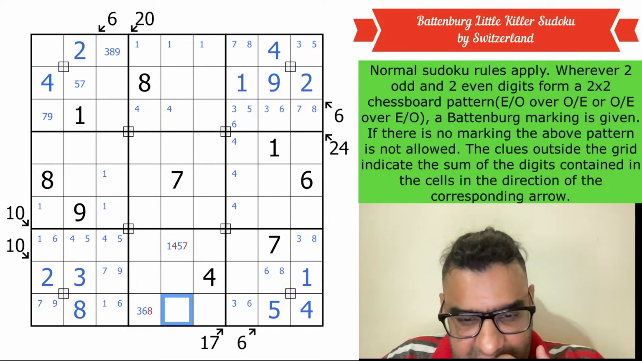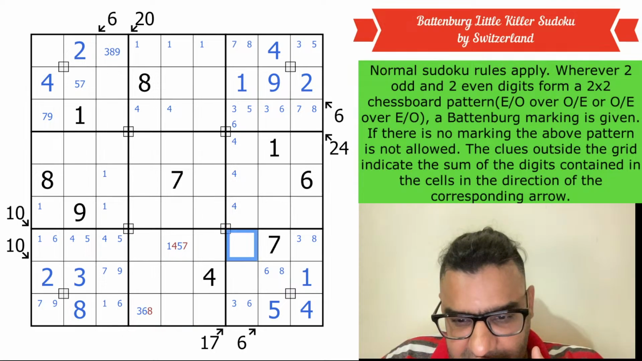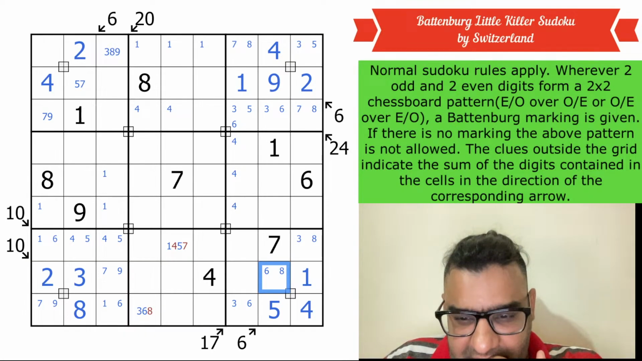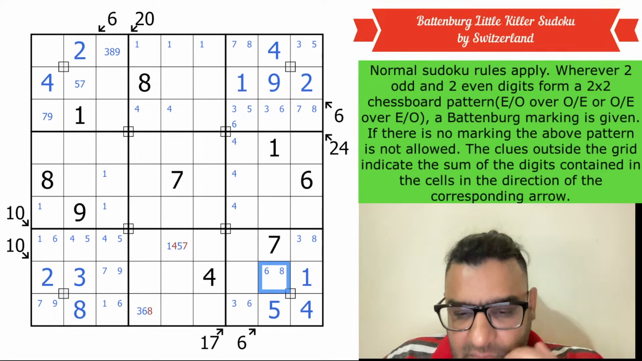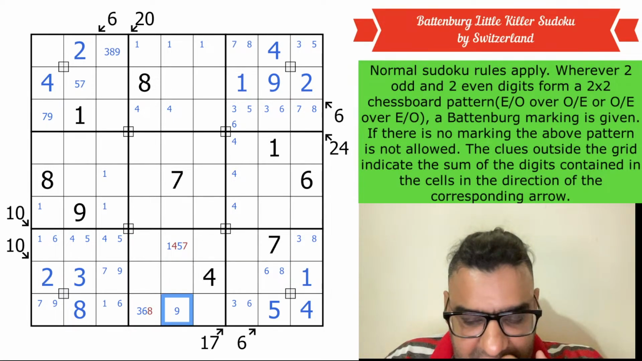We cannot use a 9. So 9 cannot be in any of these. Then why is 9 not accepted in these two? No, no, we can add a 9. We can add a 9 like this.